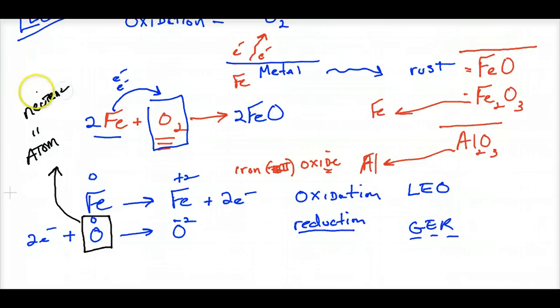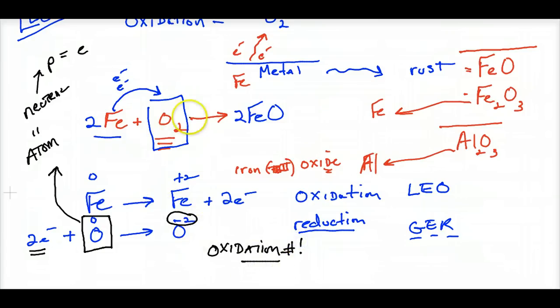Because the protons equal the electrons if it's an atom, it's always electrically neutral. Any standalone atom is electrically neutral. Now, if you're starting at zero, the charge of a neutral atom, and you gain 2 electrons, your charge, or we say the oxidation number, goes down. The term oxidation all started with what oxygen did to other compounds.